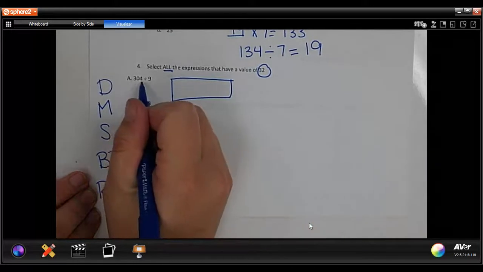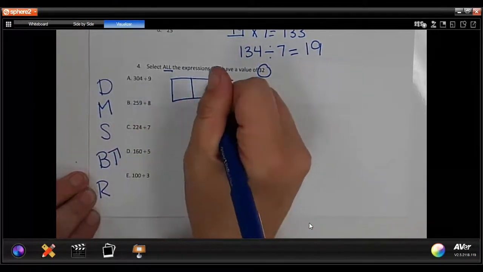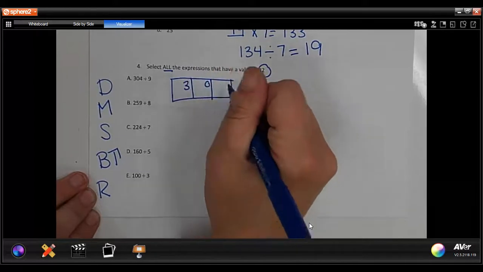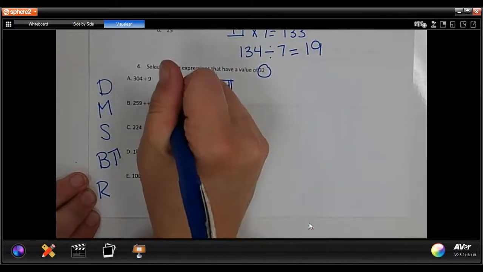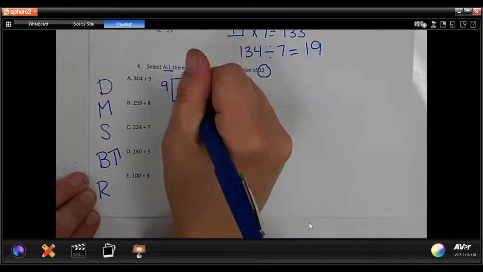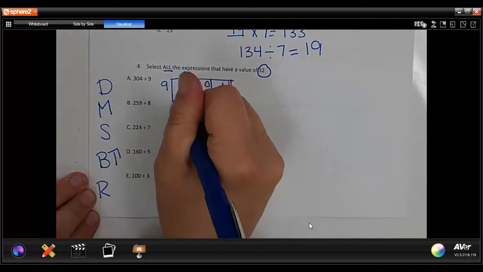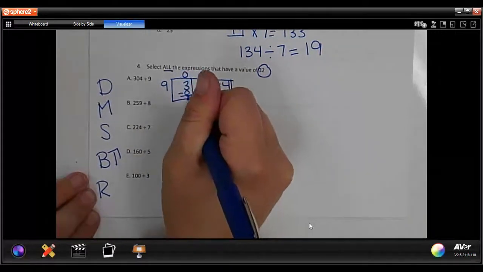So I'm going to start off with 304 divided by 9. 304 is a 3-digit number, so I draw it in my 3 boxes, divided by 9. 9 goes into 3 0 times. 9 times 0 is 0. 3 minus 0 is 3. Bring up my 3.